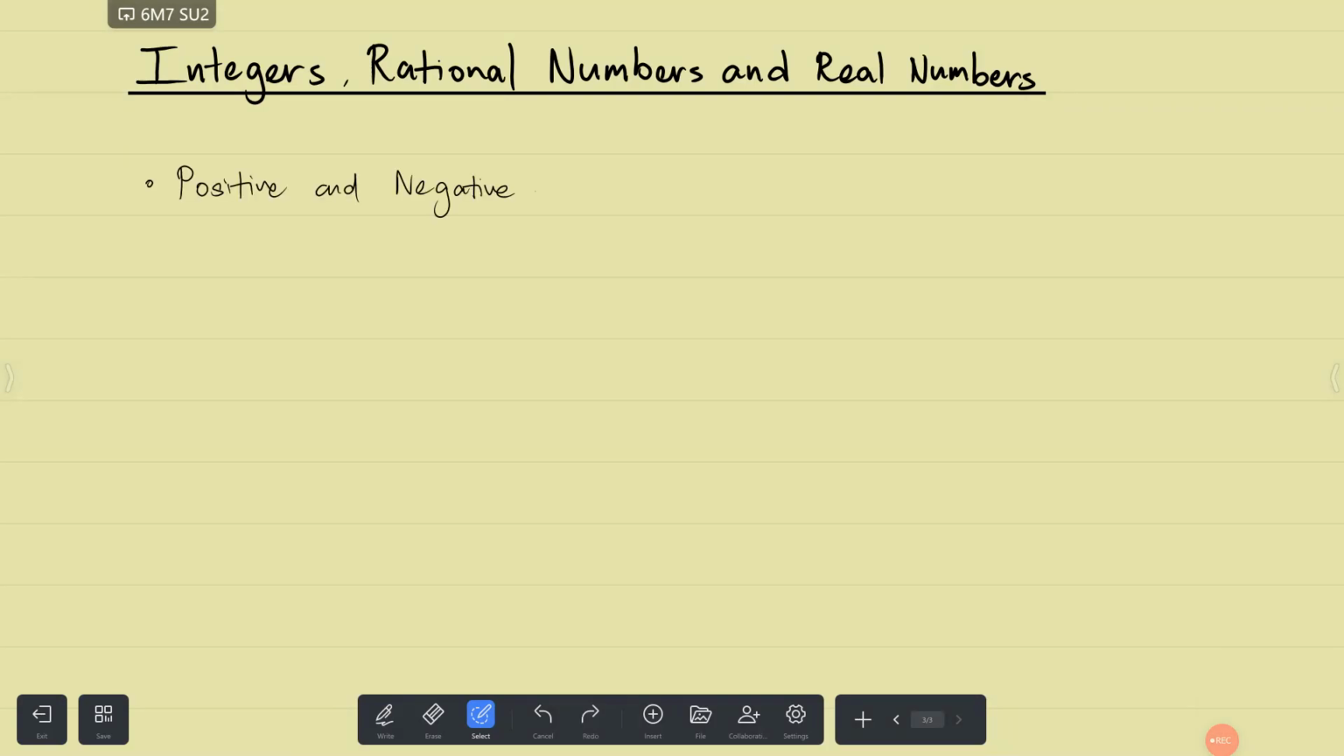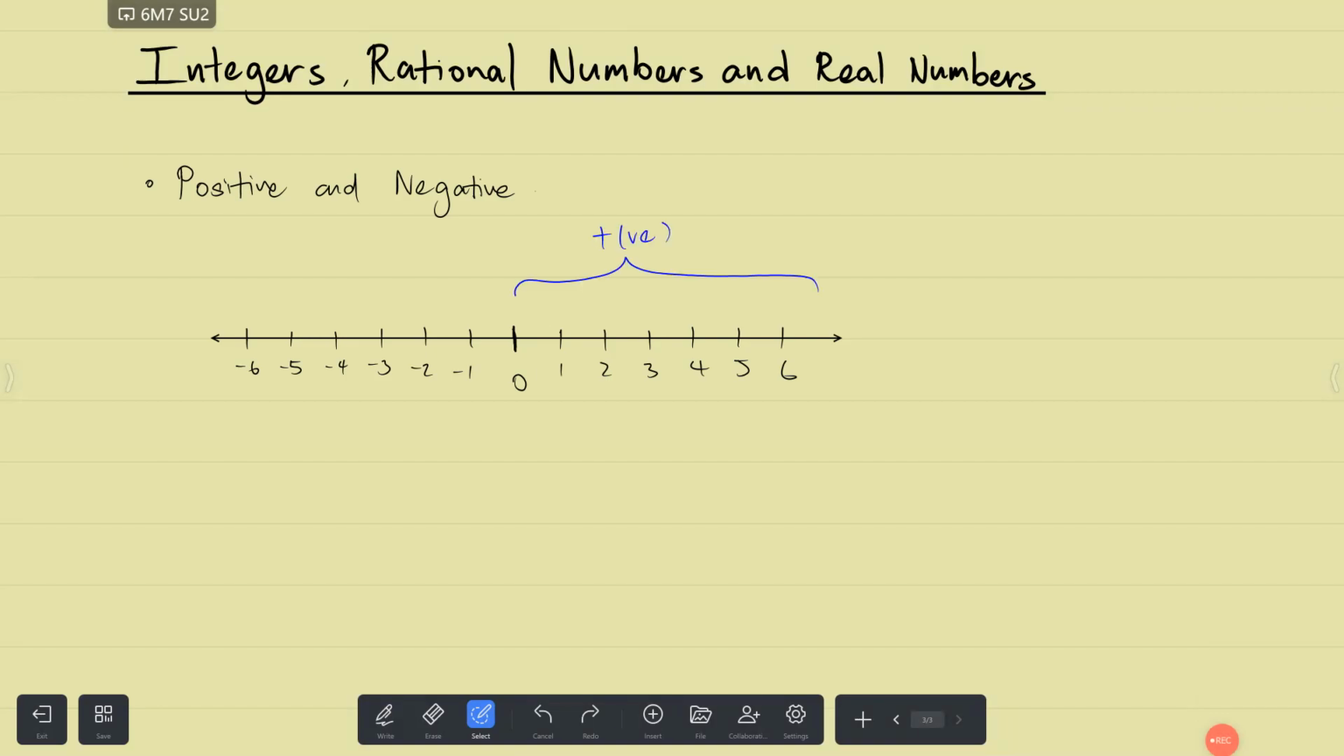So the first classification are your positive and negative numbers. It's probably something that you've already heard about or already interacted with in your time in math. To understand positive and negative numbers, we need to set ourselves up with a number line that looks something like that. The first thing you need to take notice of is that all the numbers to the right are what we refer to as your positive numbers, and that's your shorthand, plus and a VE. And of course, you have your negative numbers to the left.